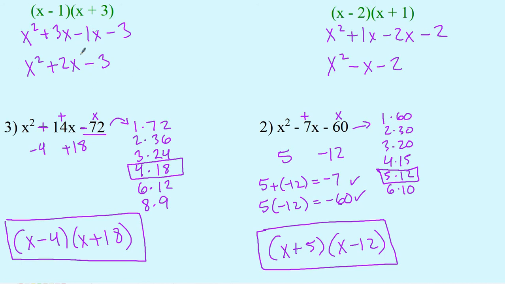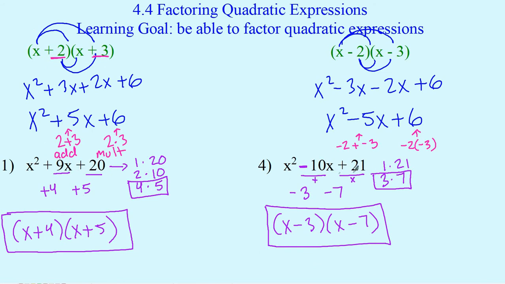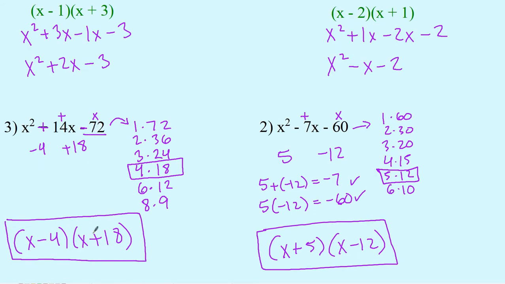Okay, so the connections I was talking about. Notice that when the signs are different, negative 2, positive 1, positive, negative, the quadratic ended on a negative. So if it ends on a negative, you know the signs are different. If it ends on a positive 20, positive 21, the signs are going to have to be the same. If you're multiplying to get a positive number, the signs have to be the same. If you're multiplying to get a negative number, the signs have to be different. That's the kind of connection I was talking about.